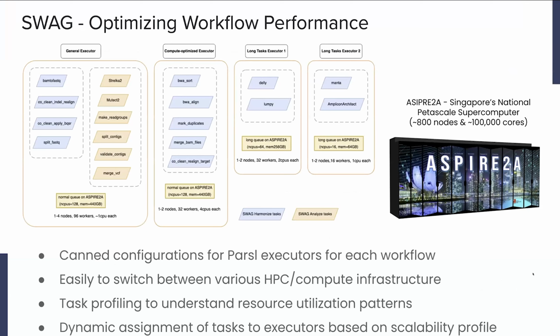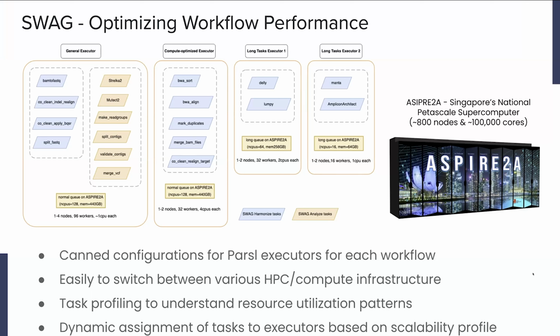So we have managed to optimize this workflow by creating multiple executors. So huge shout out to Ben, who has been helping us with Parsl configuration. So basically we have a general executor that can run pretty much IO bound tasks. And we have another compute optimized executor with a higher workload to CPU ratio, so that can run compute intensive tasks. And we also have a couple of long running tasks. So those ones are assigned to a special executor that can make use of specific queues on Aspire 2A that can run long running tasks.